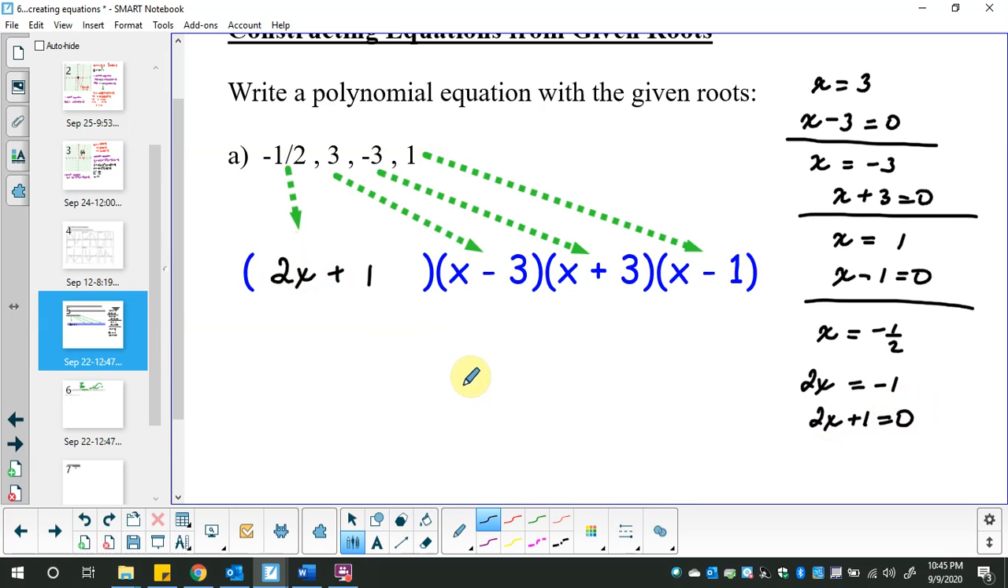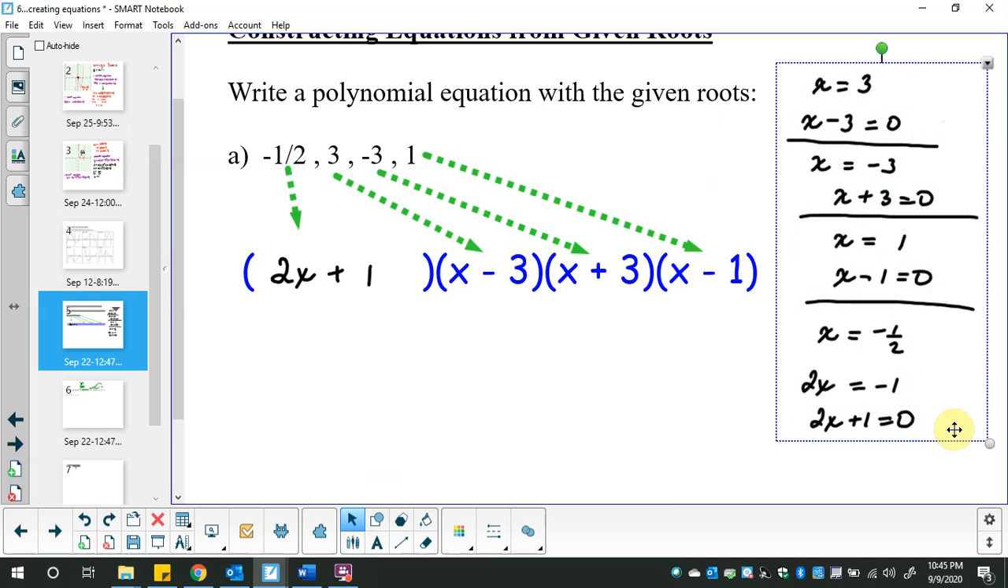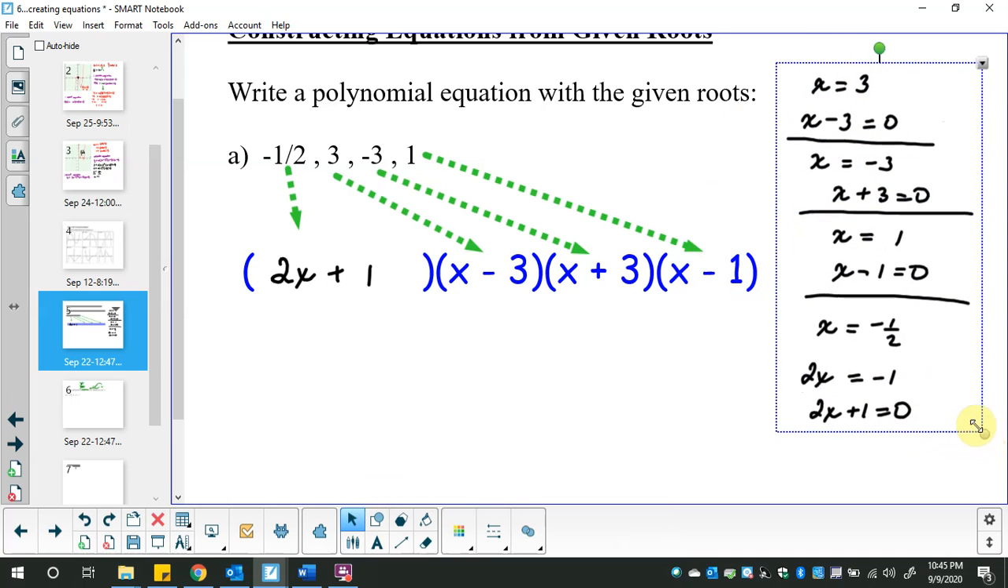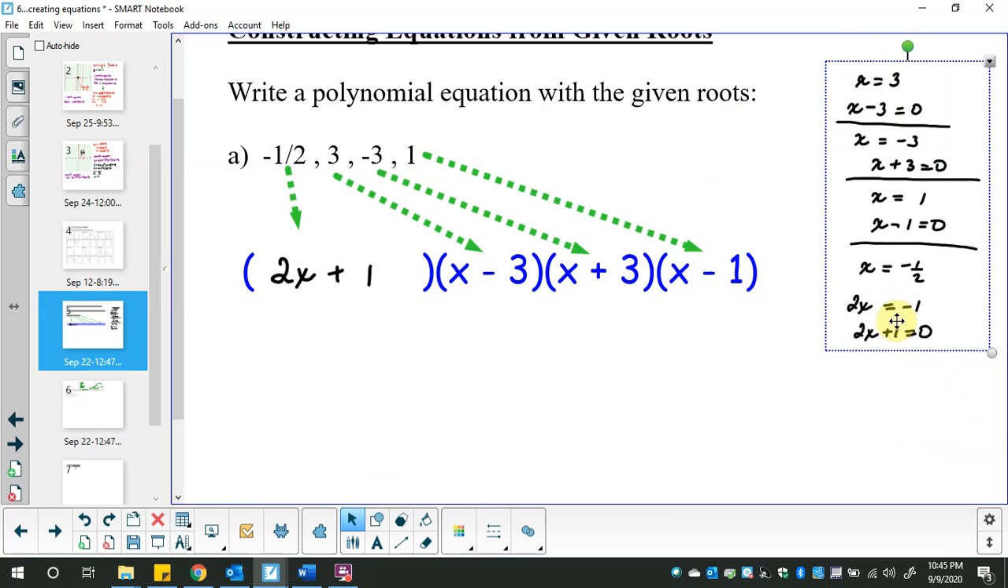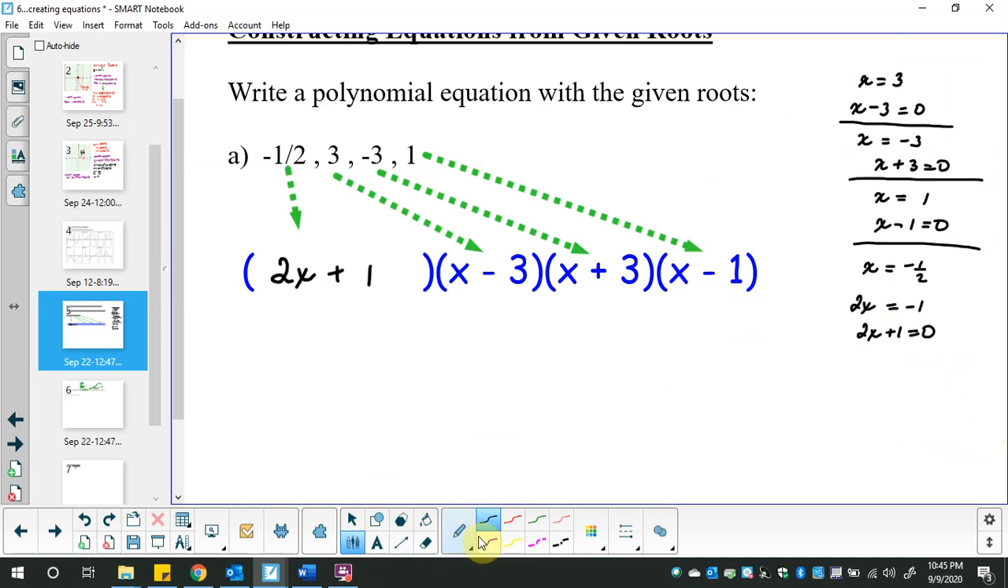And if you disagree with me, that means you like fractions, and I know better than that. If you even answer like this, I can't give you full marks, and the reason for that is because you didn't give me a polynomial equation here, you gave me a polynomial expression. So in order to finish this off, you need the equal 0.